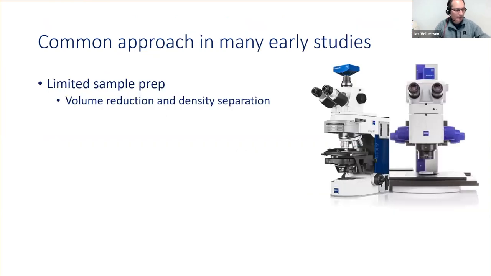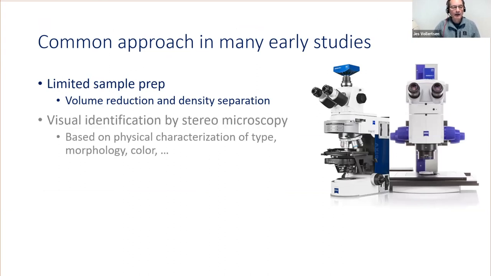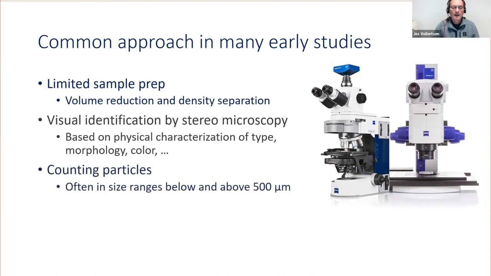Back to the common approach in the early studies: you did a simple volume reduction, for example filtration or density separation, and then identified it using the microscope based on whether it looked like a piece of plastic. What looks like a piece of plastic? It has some morphology and colors which are characteristic, at least for some of them. And then you counted it. This has typically been done in size ranges above maybe half a millimeter.